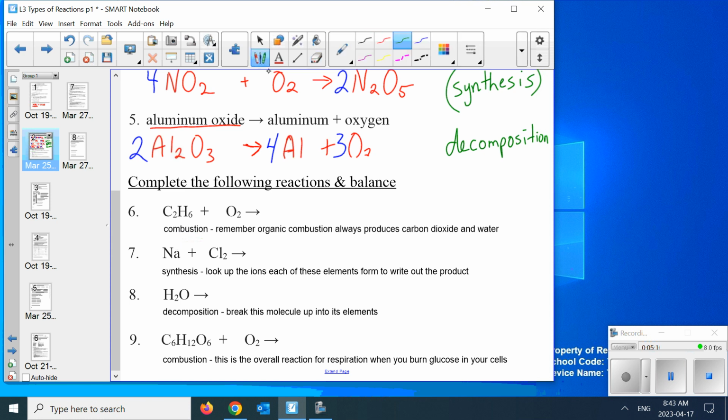Now, we've got to know them. Combustion. Remember, organic combustion always produces carbon dioxide and water. So we put this down: CO2, water. I'm leaving space because we need to balance this. That's the tricky part.